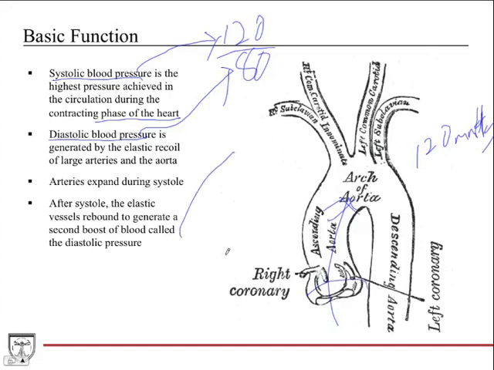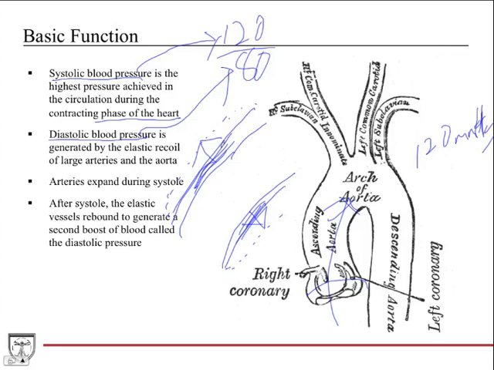Now, if you remember, the aorta and a lot of these other systemic arteries expand during systole, because their walls are full of elastic tissue. So they actually expand out, just like how you stretch an elastic rubber band. They stretch out during systole, move out this way, and are able to accommodate more blood.